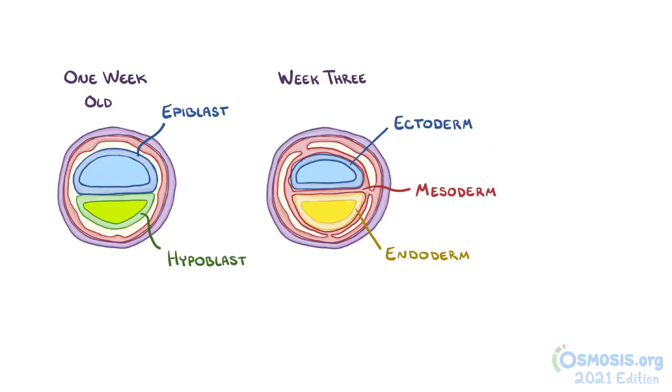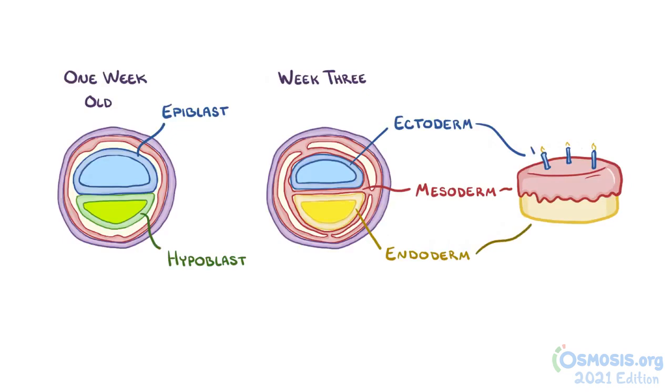So imagine the embryo like a birthday cake with the ectoderm as the candles, the mesoderm as the strawberry frosting, and the delicious cake as the endoderm. We can put 3 candles on this cake to help you remember that gastrulation happens during week 3.